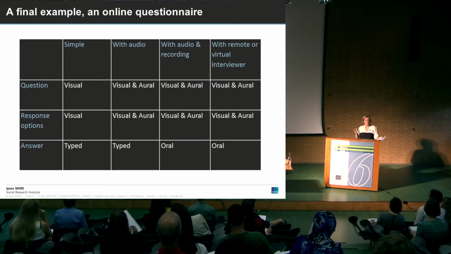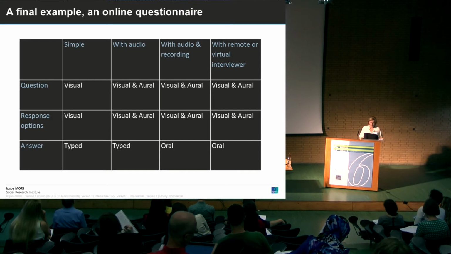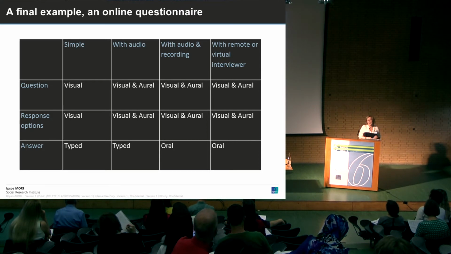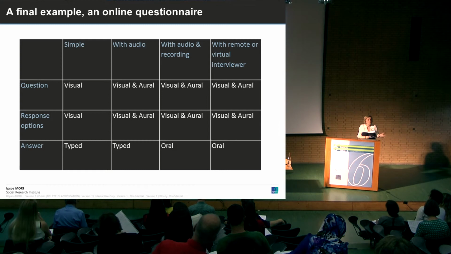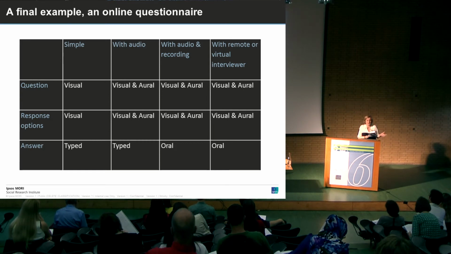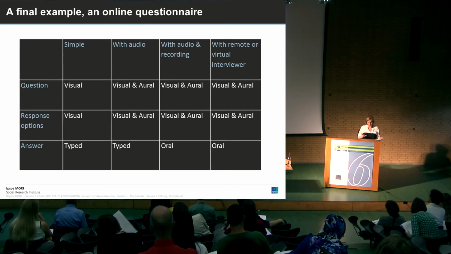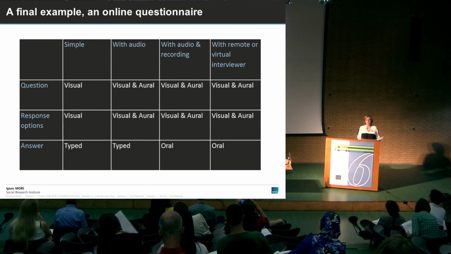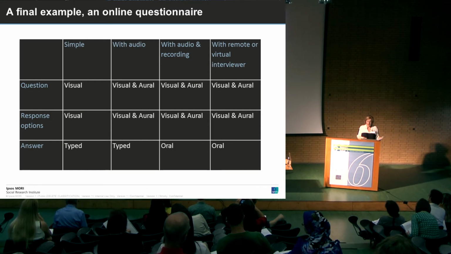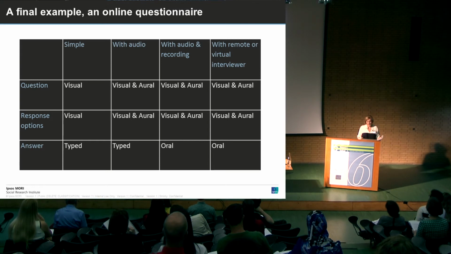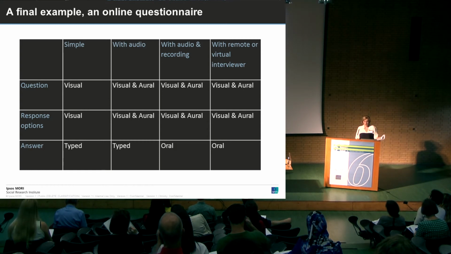And then a final example would be an online questionnaire. When we think of online questionnaires, we just tend to think of a computerized postal questionnaire, a computerized self-completion questionnaire. So everything is delivered visually and the respondent is required to type in their answers. However, we might not be doing it yet in many cases, but it is possible to add audio, in which case you're suddenly able to use visual and oral presentation of questions and response options.